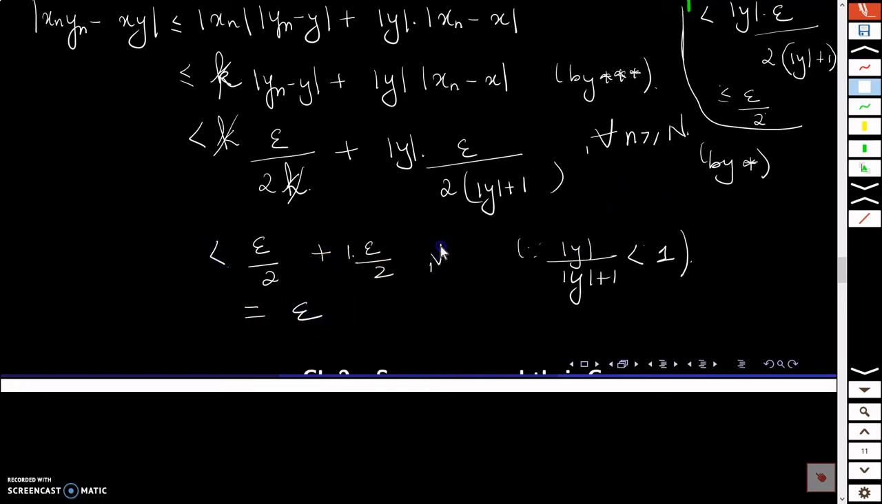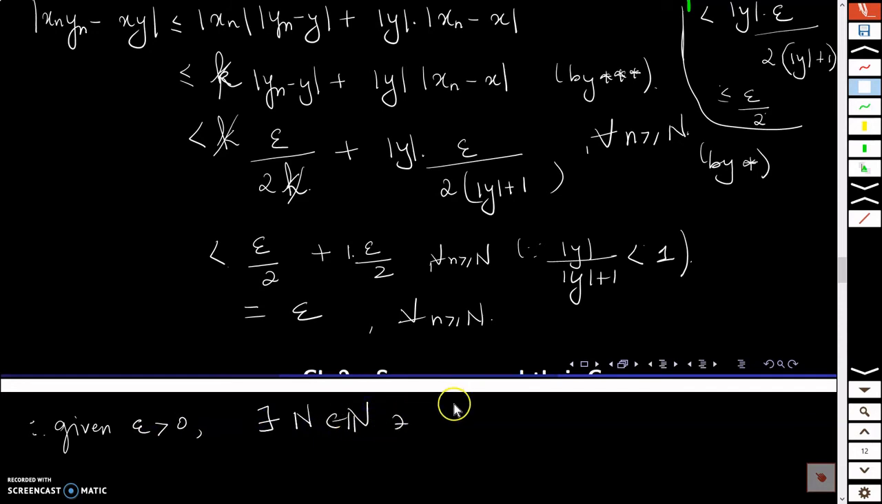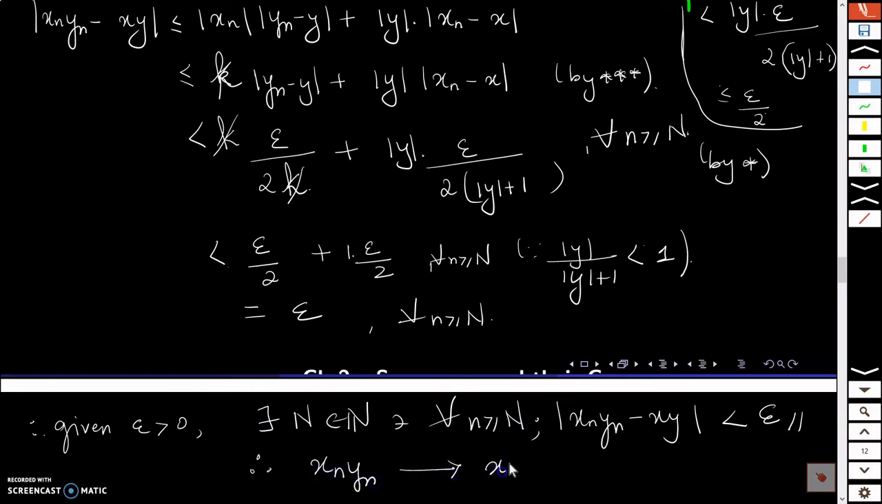Okay, so this works only for natural numbers greater than or equal to capital N, for all n bigger than or equal to capital N. So finally what we have done is, we managed to show that this difference can be made less than epsilon after a certain stage. So given epsilon positive, there exists a natural number capital N such that for all n bigger than or equal to this capital N, mod xn yn minus xy is less than epsilon. And this confirms that the product xn yn will converge to the product of their limits, that is x into y.